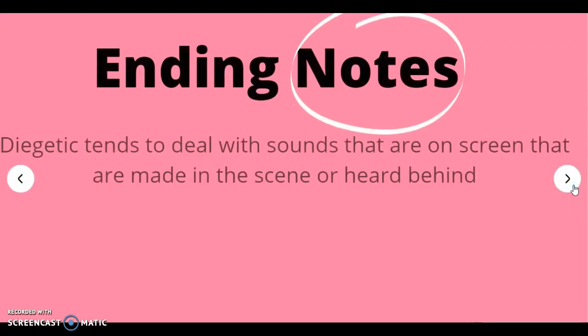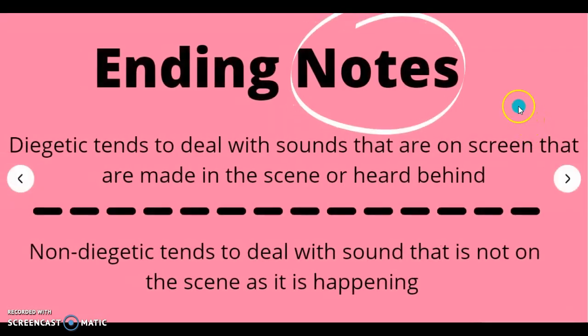Just to give you a little rundown, diegetic tends to deal with sounds that are on screen, made in the scene or heard behind. Non-diegetic sounds tend to deal with sound that is not on the screen as it's happening.